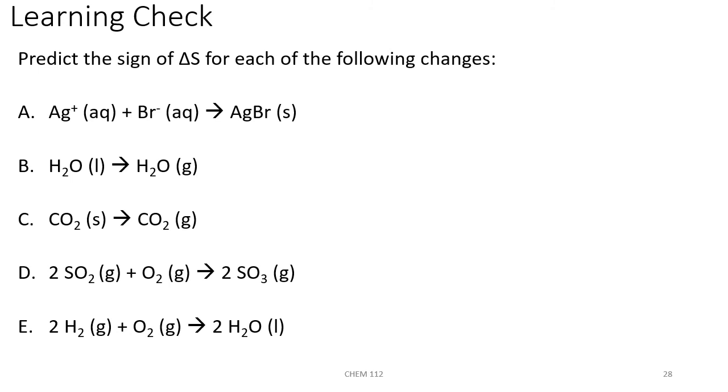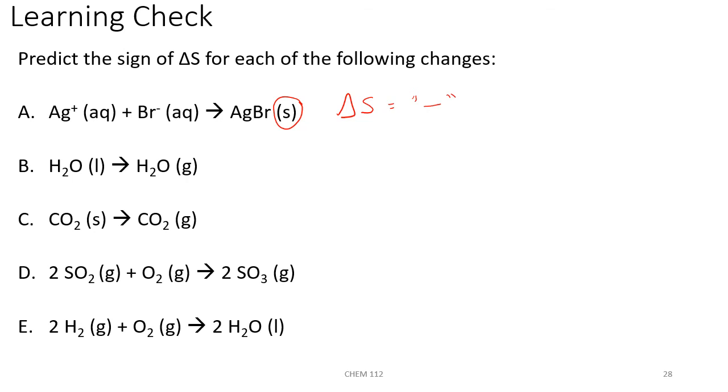So in A, we have aqueous silver ions and aqueous bromide ions combining to form a silver bromide precipitate, which is a solid. The aqueous ions would have more disorder being in the liquid state than when they come together to form a highly ordered solid. So our entropy change for this process would be negative due to forming a solid.